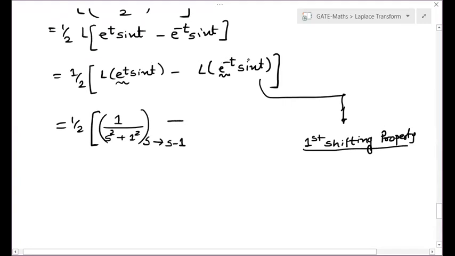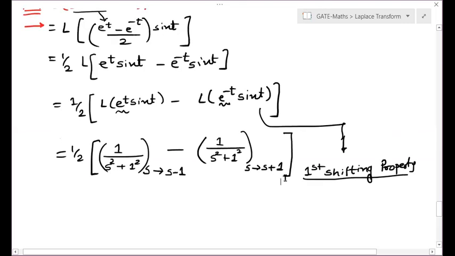Here also, Laplace of sine t will be 1 upon s square plus 1 square. Then I have to replace this s with s plus 1 over here. Why with s plus 1? Because here it is minus 1. So I have to replace this s with s plus 1. Is it clear or not? Please give me some response. Is it clear? First I have to replace s with s minus 1, then I have to replace s with s plus 1. Everyone, first shifting property clear? If it is clear, then we can continue, right?